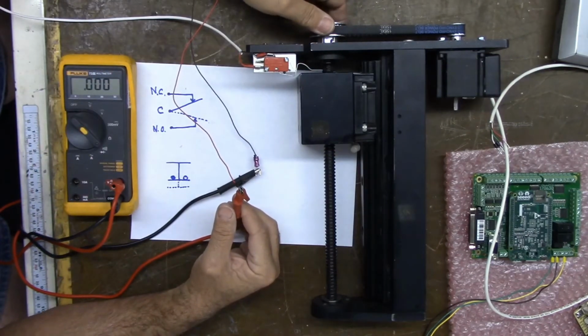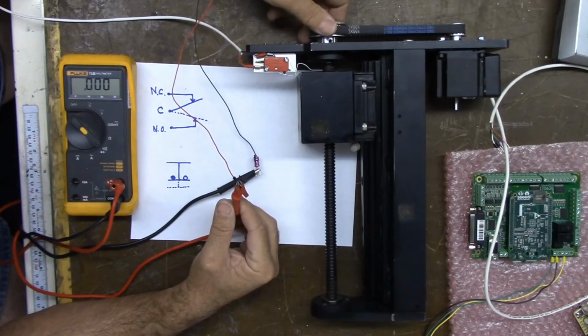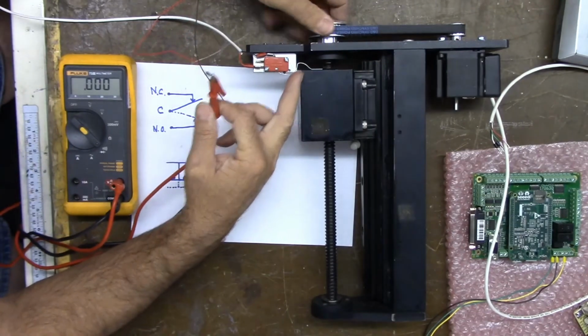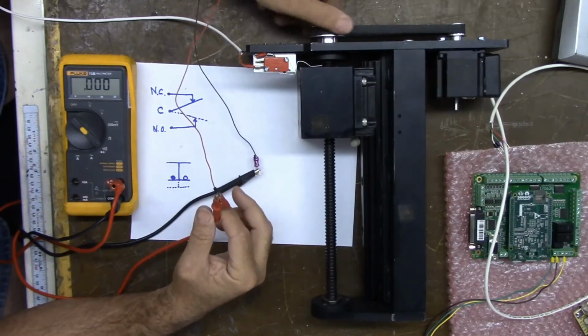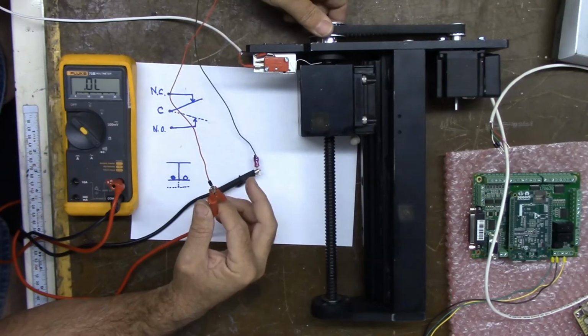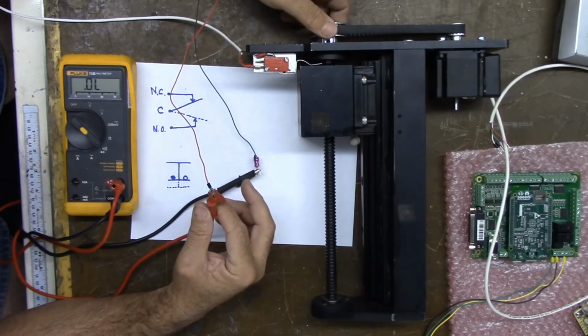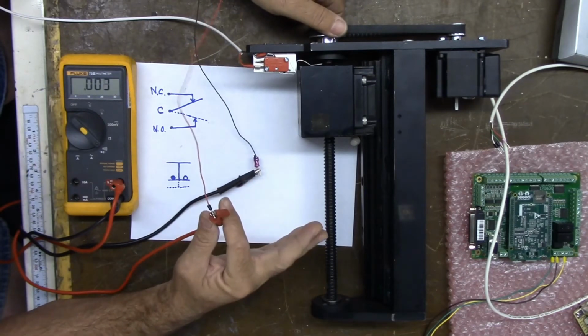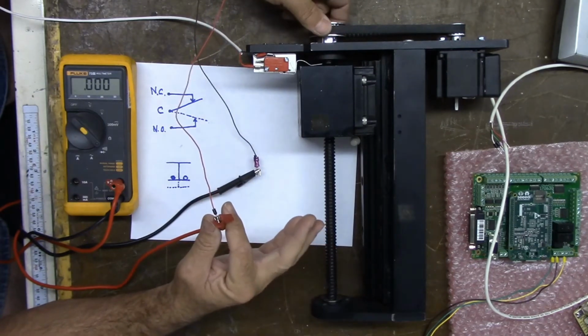So I want to home my machine. So here we are, we're going to home the machine. So you can see the block moving, it's hitting the arm. There, it opened the circuit. Acorn will back it off until it sees the circuit close again. There, and it will stop. So now your machine is homed.